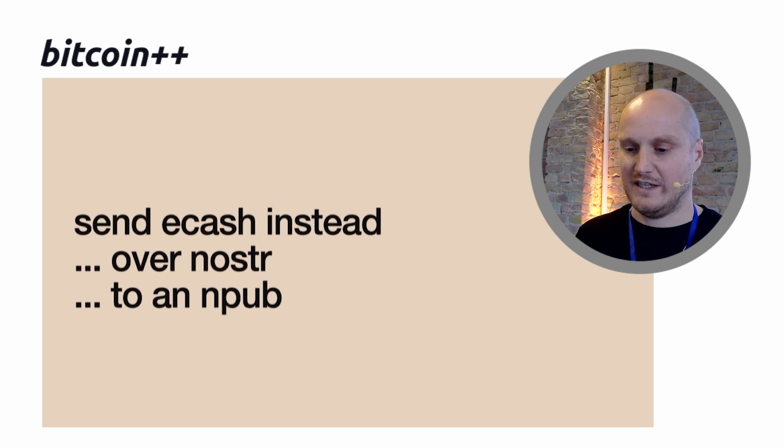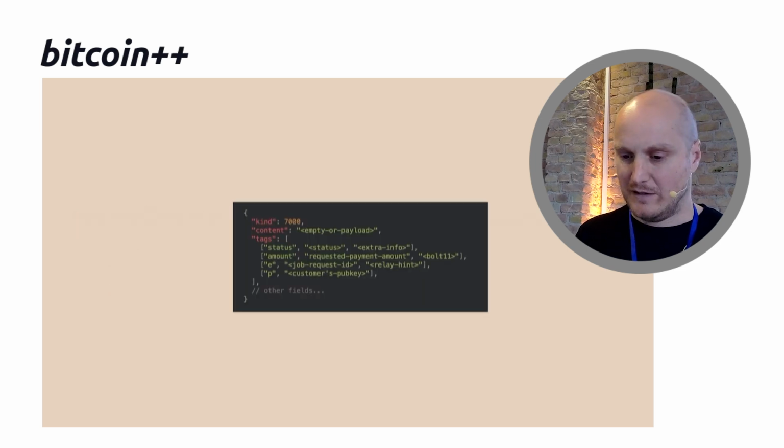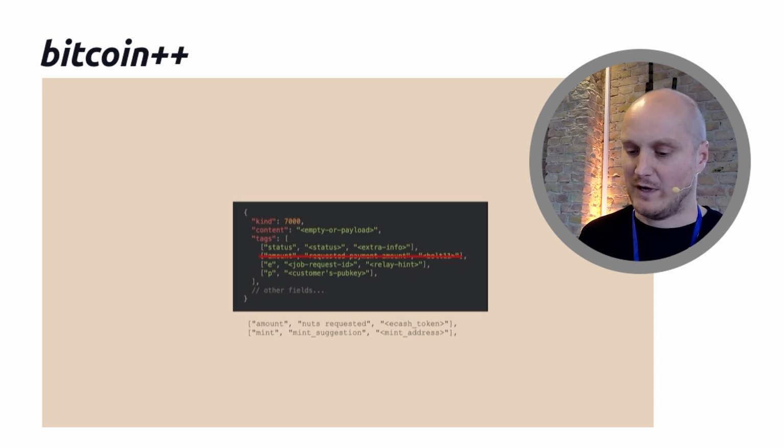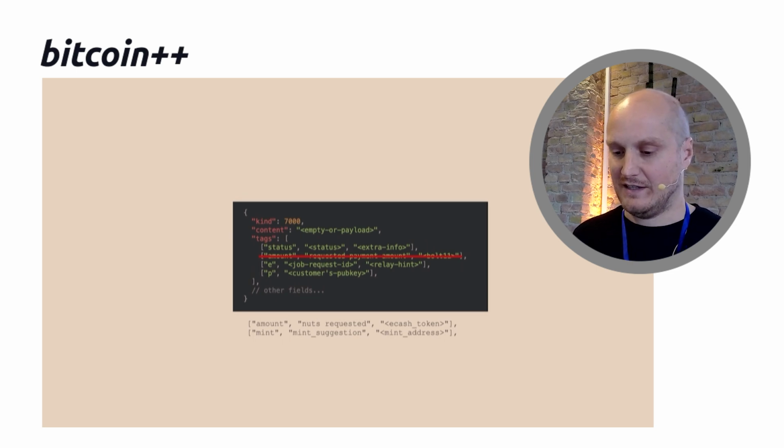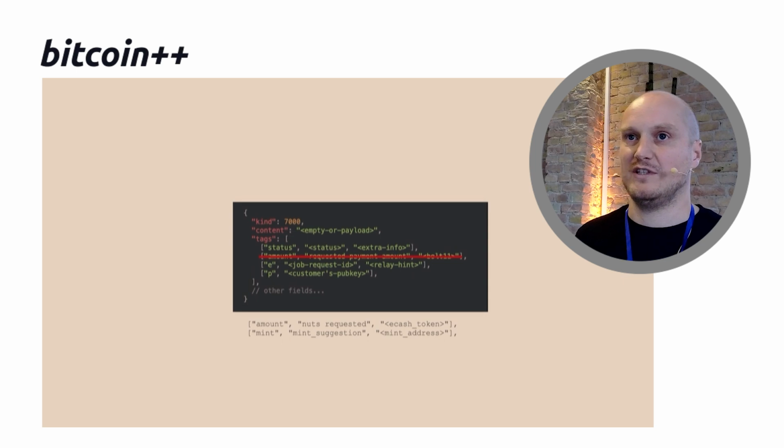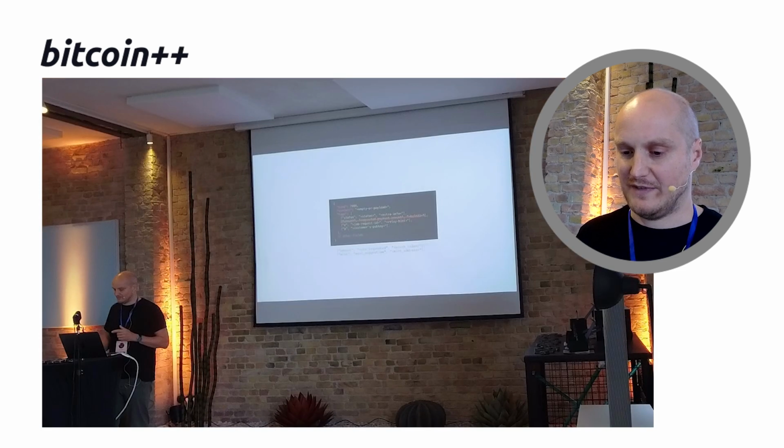And why not just send ecash instead over Nostr to an npub, the npub of the data vending machine? The spec mentions the Bolt 11 Lightning invoice here, and we could just replace that with requesting an amount, let's say 1 sat, for processing the data, and then sending the ecash token back. Maybe the data vending machine could also suggest a mint so they don't get rugged. Actually, thanks to SuperTestNet for that suggestion around the mint specification.